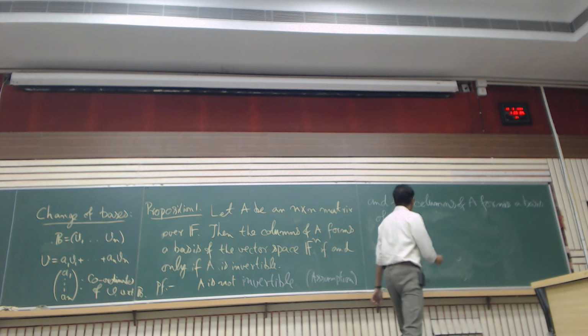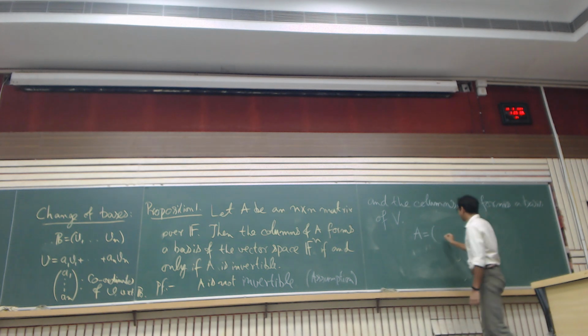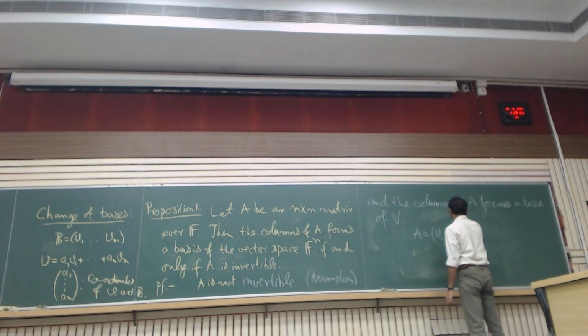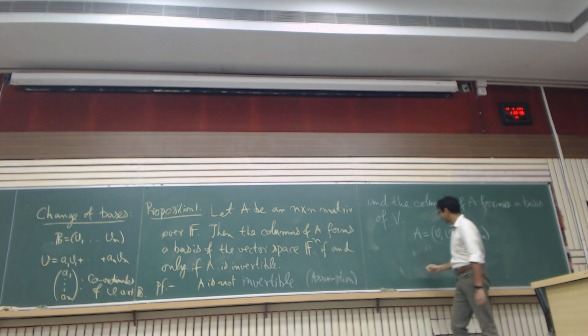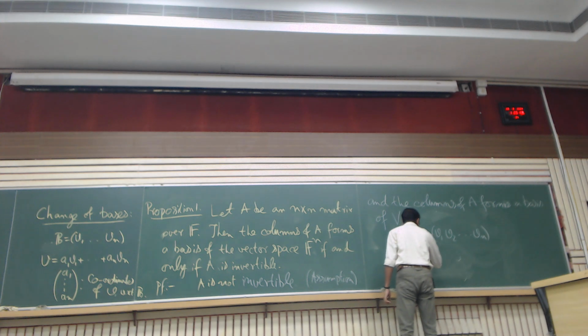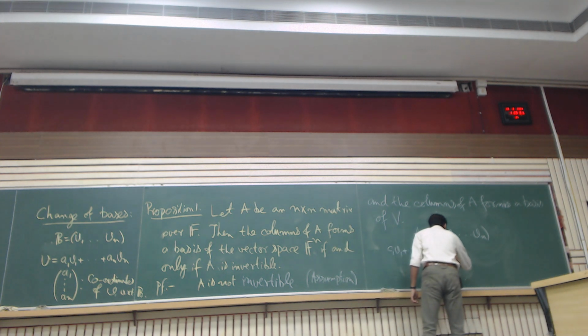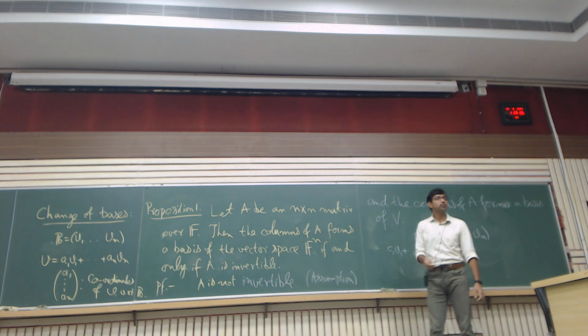So let's write A with the columns of A as the first column V1, second column V2, up to the last column Vn. And then a linear combination would look like C1 V1 plus ... plus Cn Vn, and this is equal to 0. Proceed from here.